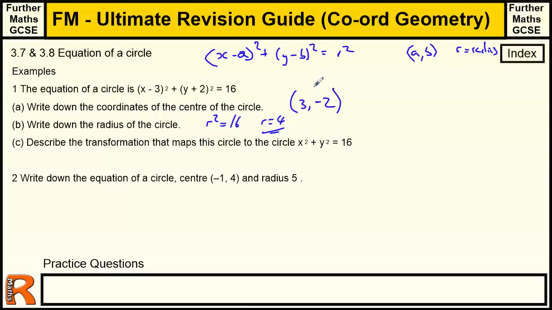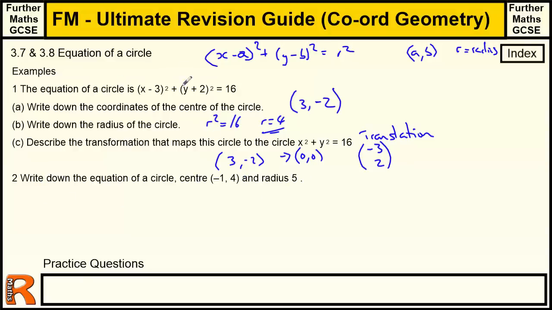It's just been moved from this position onto 0, 0. So we're going from 3, minus 2 to 0, 0. So we're moving it 3 to the left and 2 up. So we need to go minus 3, 2. So it's a translation, minus 3, 2.